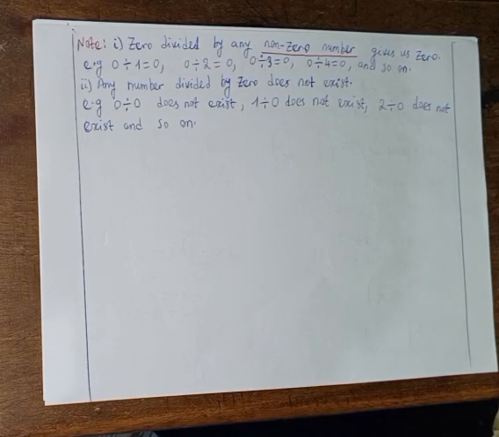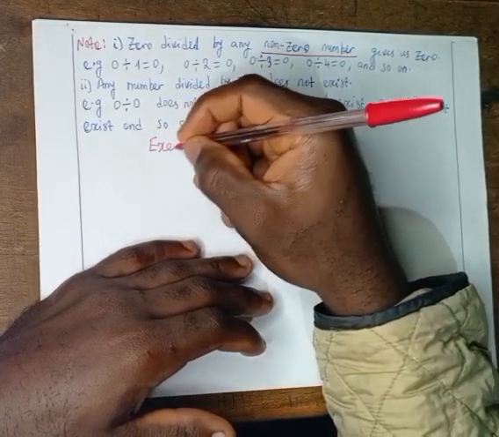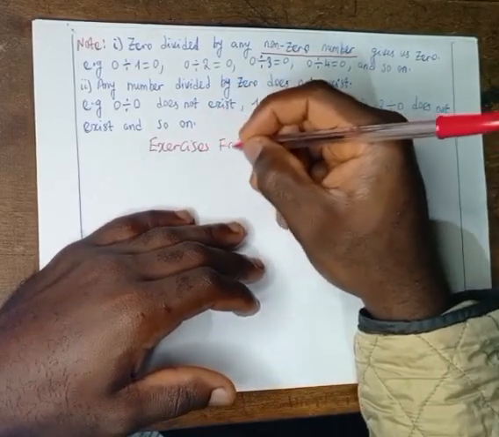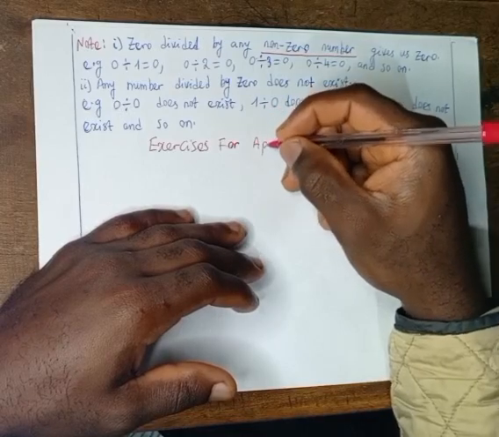So you take note of this because these are mistakes that students always make. Most of the time, for 0 divided by a certain number, you see them writing the number itself. They're always confused. So you take note. So we are going to end by taking down these exercises for application.